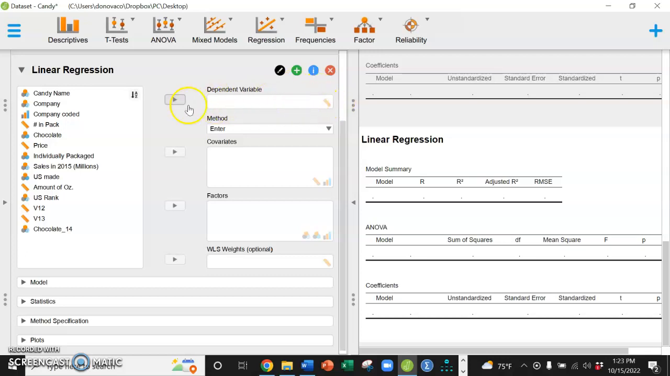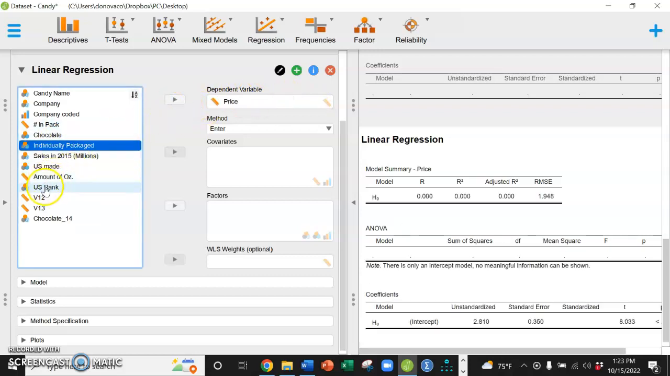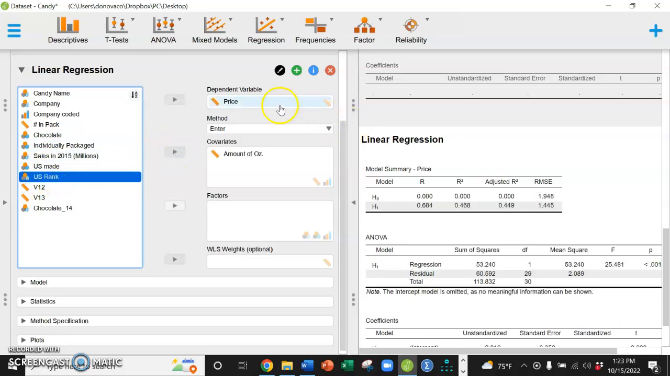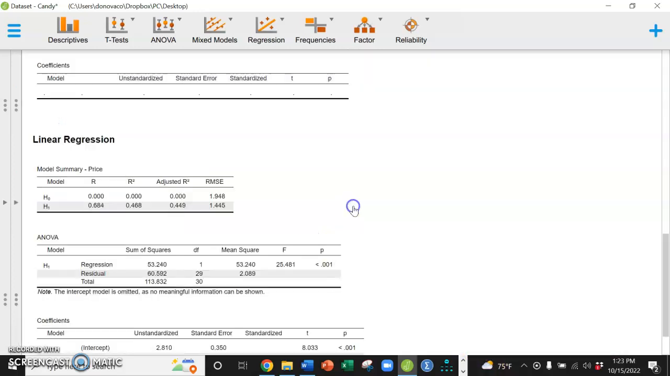So my dependent variable is the thing that I'm trying to predict. I'm going to see if I can predict price by amount of ounces in the candy. When I put those in, it automatically populates a lot of things over here. So let's go check this out really quick.